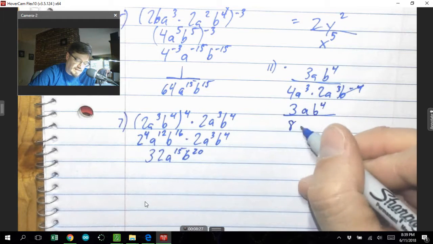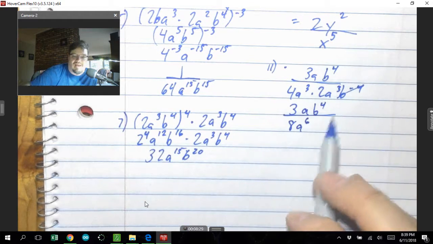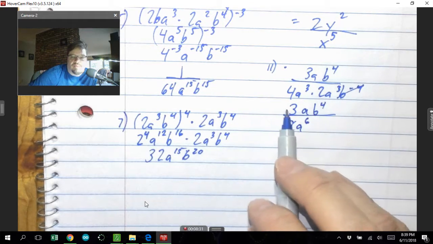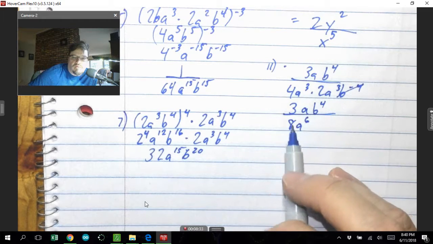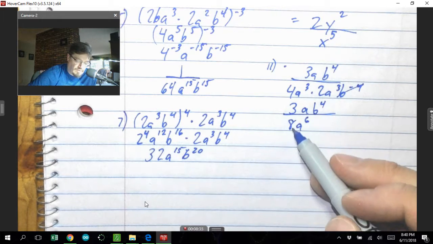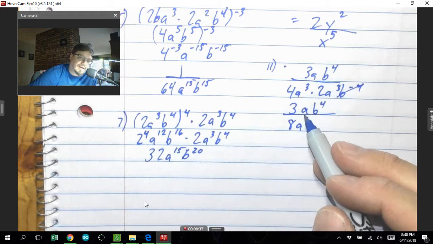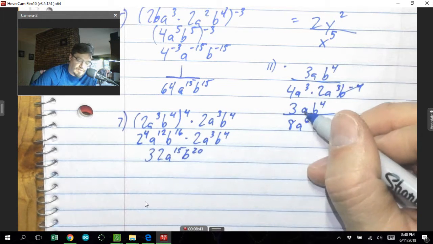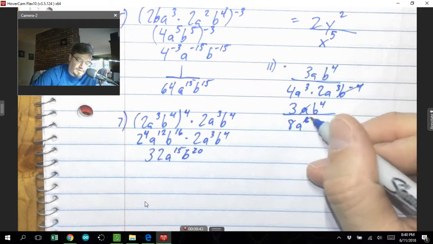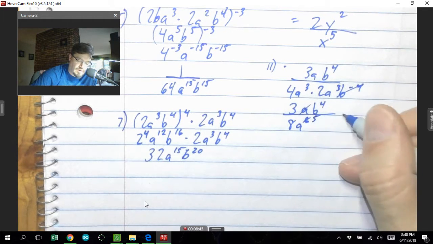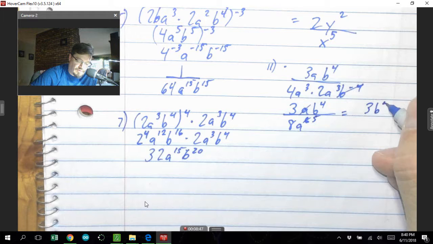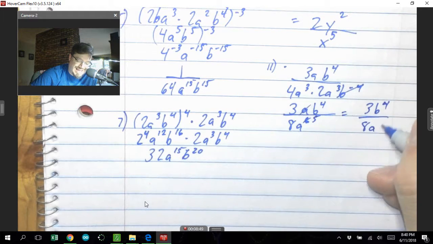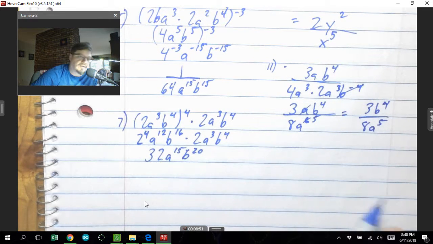I'm going to have 8a to the 6th down there, not a to the 9th. Okay. So this 3 and 8 will not reduce, but I do have 1a in the numerator and 6 down here. So what'll happen is this will drop a degree down here, and we'll clean this up for a 3b to the 4th over 8a to the 5th. That's it, can't go any further.